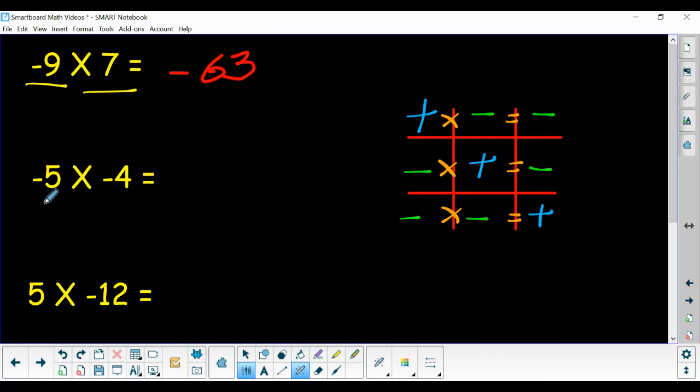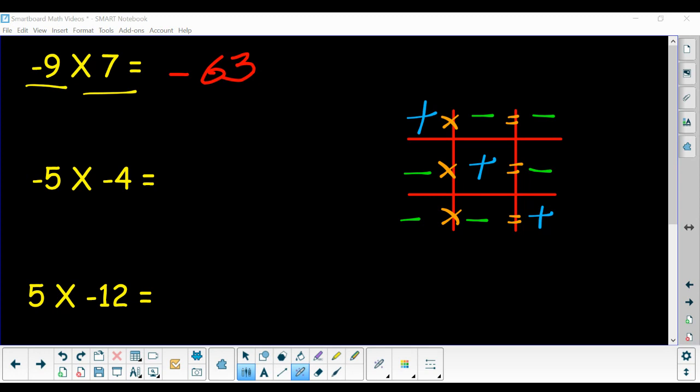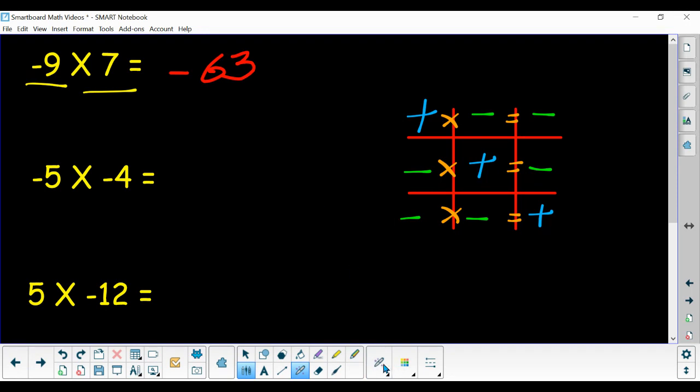Let's go on to the next one. So right here we have a negative multiplied by another negative. So let's go back to our tic-tac-toe table. That's positive negative. That's negative positive. This is what I'm looking for. So remember, two negatives actually equals a positive. It's going to take a while to get used to that, but the more you practice, the more you remember. So two negatives equals a positive. So negative times negative gives me a positive 20. Now you can either put 20 or you can also put positive 20.